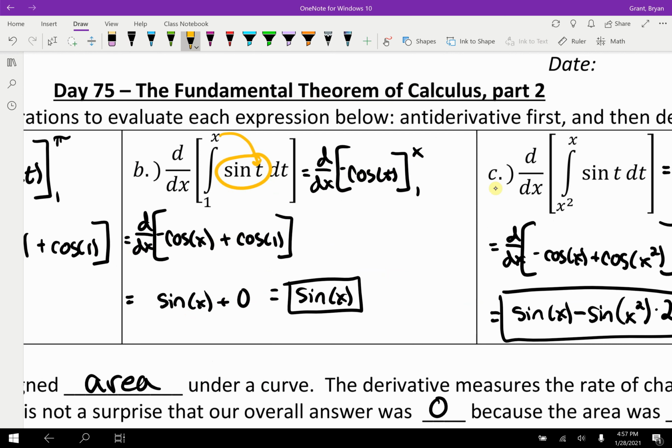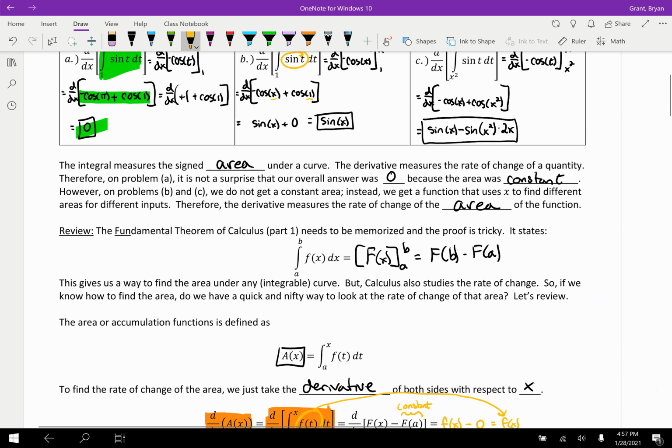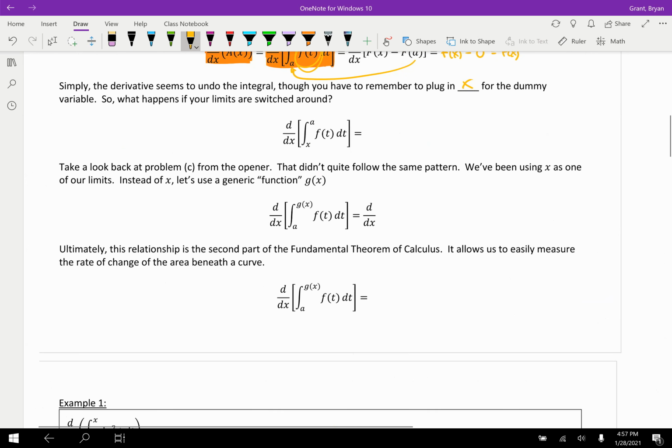We had to take the antiderivative. We had to substitute in x and substitute in 1. That's why our variable gets changed, and then take the derivative from there. Cool. So what happens if your limits are switched around?